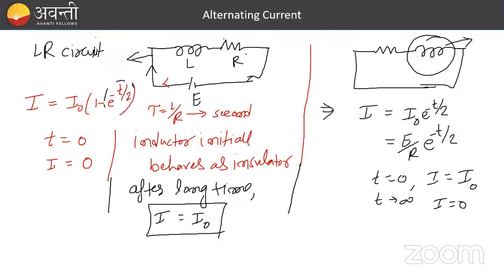Nothing else. Let's move ahead. So this is all about your LR circuit. How will it behave at t equal to 0 and t equal to infinity, that is, in steady state? In steady state, what is it behaving like here? Like a conductor.